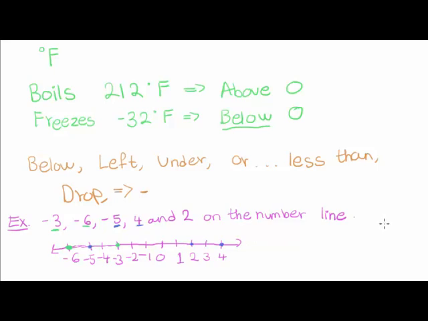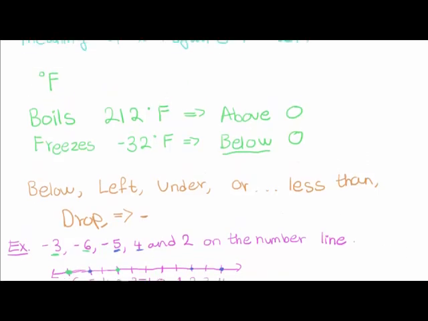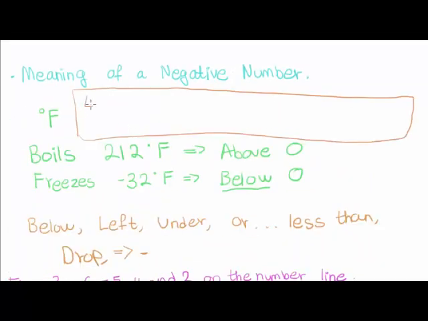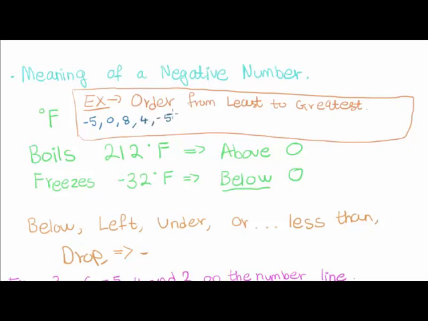Now, the last example I do in this video is probably more commonly seen than the number line example. And that example is ordering numbers from least to greatest. So order from least to greatest these numbers right here. Okay, and the numbers are -5, 0, 8, 4, -15, and 9.